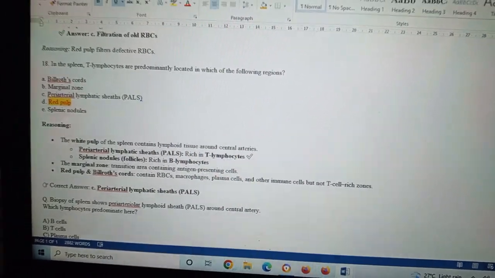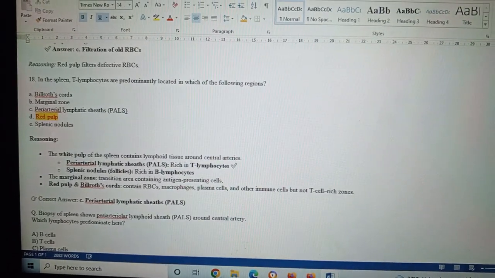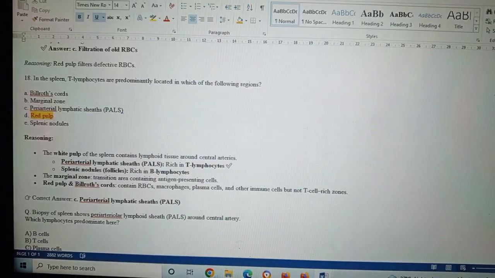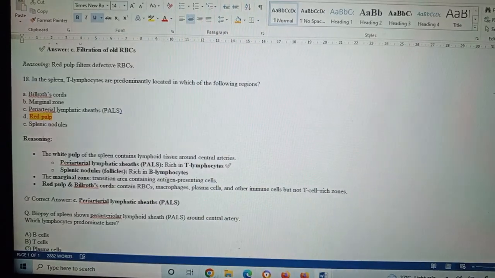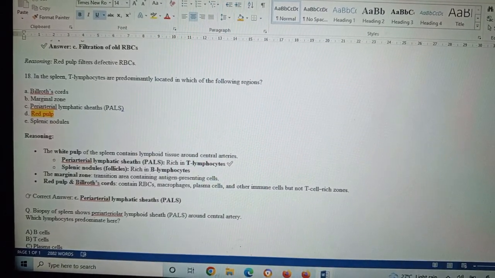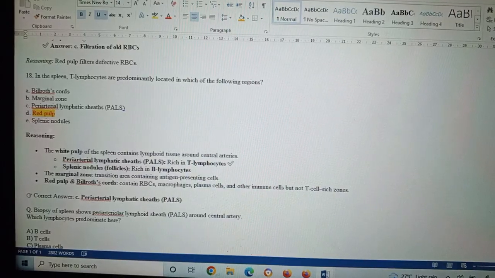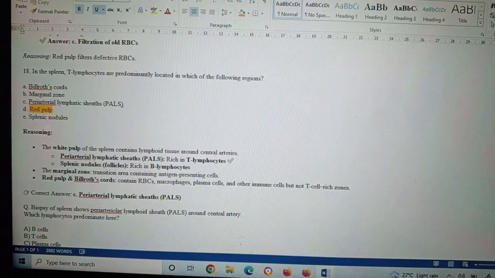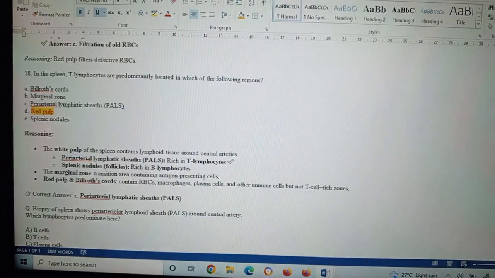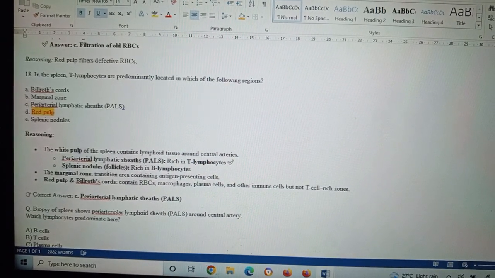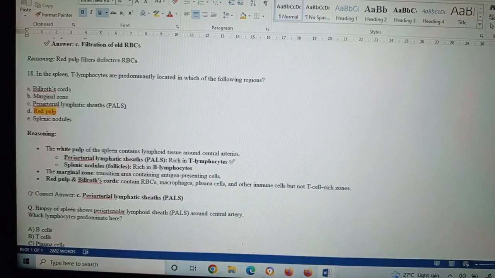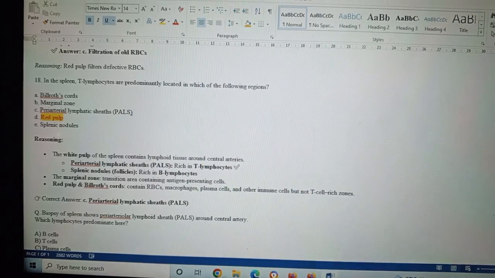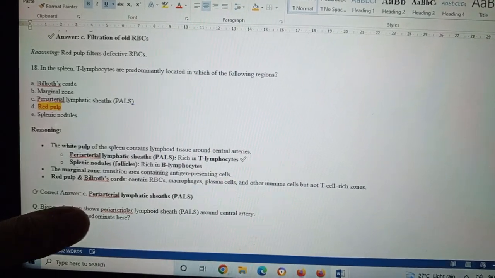Here in a few books I have found that the answer is red pulp, but a few books say that the white pulp of the spleen contains lymphoid tissue around the central arteries. PALS is rich in T lymphocytes, splenic nodules are follicles rich in B lymphocytes. The marginal zone is a transition area containing antigen presenting cells. Red pulp and Billroth cords contain RBCs, macrophages, plasma cells and other immune cells but are not T cell rich zones. So the correct answer is PALS.